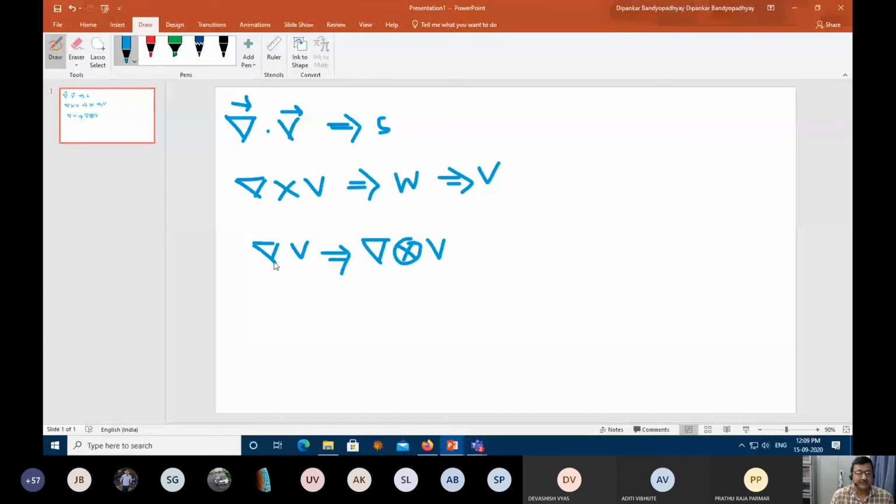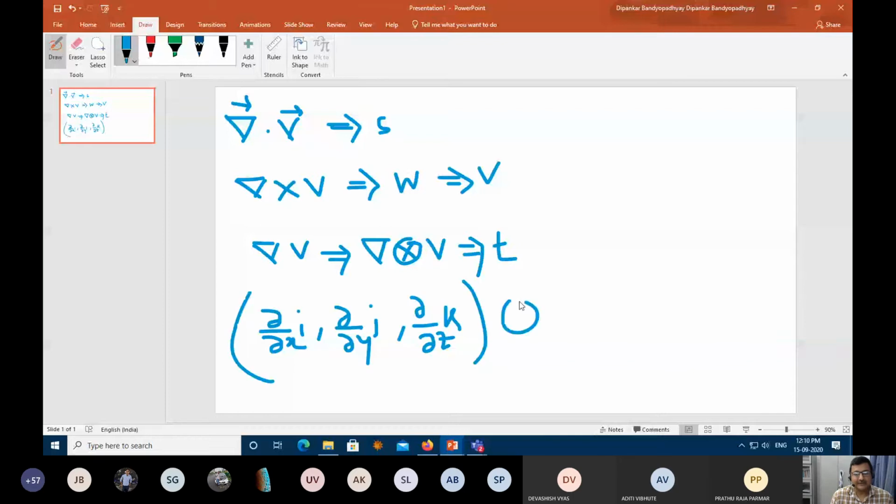However, if you take a gradient of a velocity, which is a vector, with the gradient operator being a vector, what you end up getting is a quantity called the tensorial quantity. Why? Because gradient has 1, 2, 3. How do I write gradient? You know, del x i, comma, del y j, comma, del z k. So this is one side of the story.